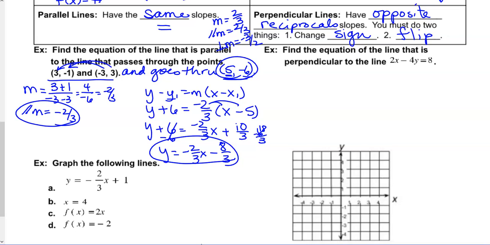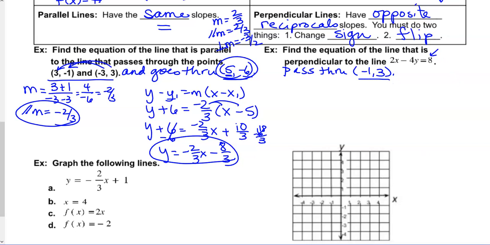All right, now let's find the equation of the line that is perpendicular to the line 2x minus 4y equals 8. And this time we are going to pass through the point (-1, 3), let's say. Again, I need a point and a slope in order to write the equation of the line. Here's my point. I'm going to steal my slope from right here.